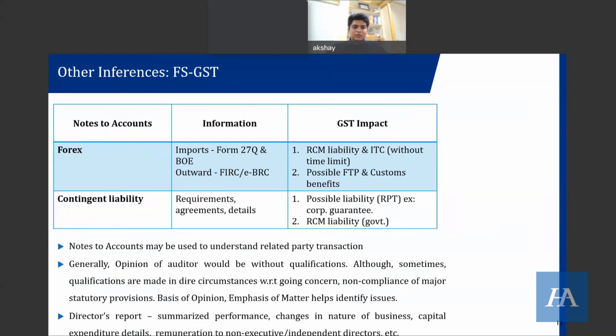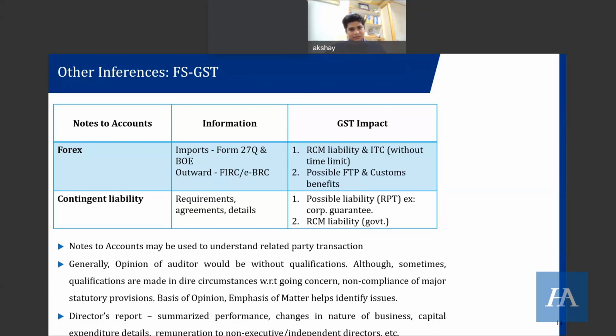With respect to the outward, in relation to refund applications, even for goods and services, you are now required to provide the FIRC or the eBRC, which is the proof of receipt of this forex. So this is an indication that they ideally have these transactions, and whether they are applying for a refund, and whether their refund applications are accurate, is something that can be verified under indirect taxes. Imports I've already spoken about.